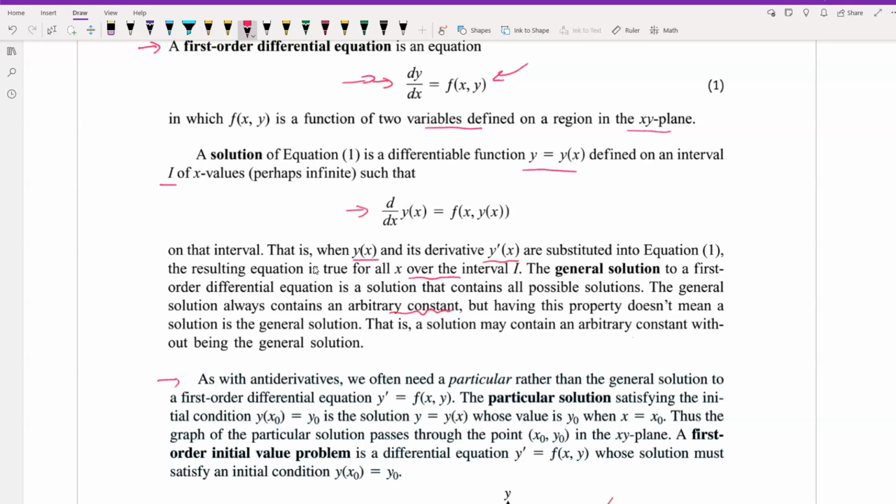As with antiderivatives, we often need a particular rather than the general solution to a first order differential equation y prime equal to f of x comma y. The particular solution satisfying the initial condition y of x sub 0 equal to y sub 0 is the solution y equals y of x, whose value is y sub 0 when x equals x sub 0.